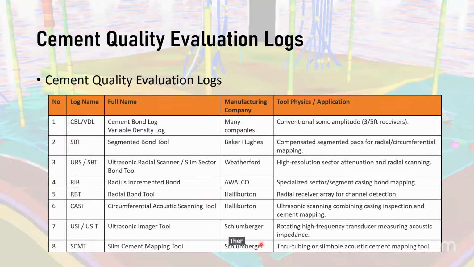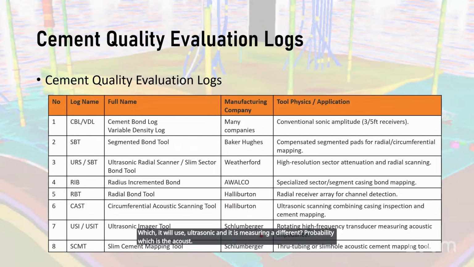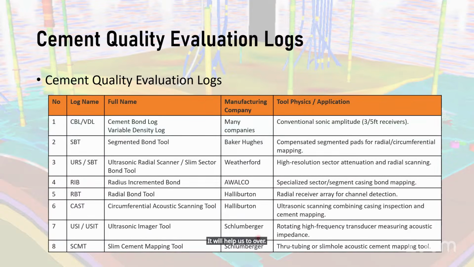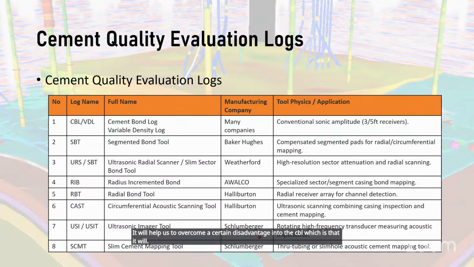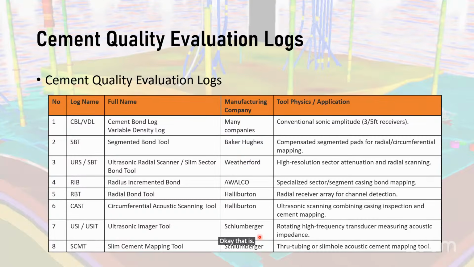Then the second or third level for the cement evaluation will be the USIT, which uses ultrasonic and measures a different property, which is the acoustic impedance. Acoustic impedance, the Z, is equal to the density multiplied by the velocity. So it will help us to overcome a certain disadvantage of the CBL VDL, which is that it will be able to identify channels or micro channels in the cement. That is the advantage of the USIT.